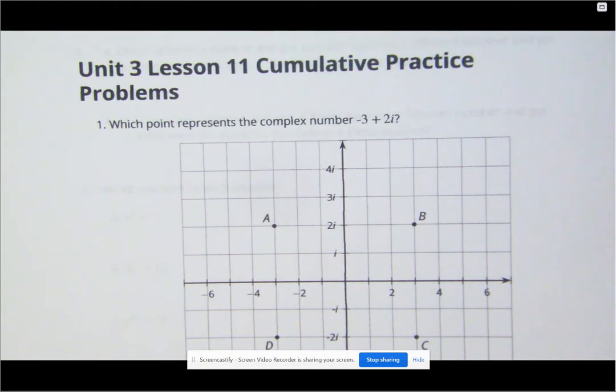Today we continued our learning about imaginary numbers. We looked at plotting imaginary numbers and real numbers, and then we put them together as complex numbers in the complex number plane.